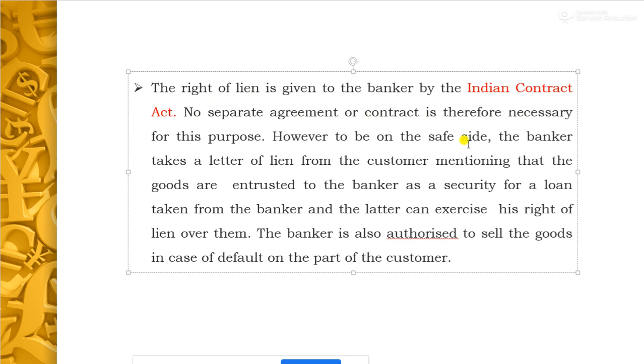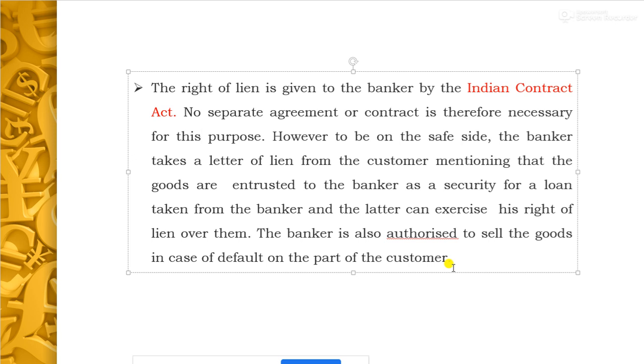However, to be on the safe side, the banker takes a letter of lien from the customer mentioning that the goods are entrusted to the banker as a security for a loan taken from the banker, and the latter can exercise his right of lien over them. The banker is also authorized to sell the goods in case of default on the part of the customer. So the banker's right of lien, actually it is conferred upon the banker by the Indian Contract Act of 1872. So no separate agreement or a contract is required to enable the banker to exercise this particular right.